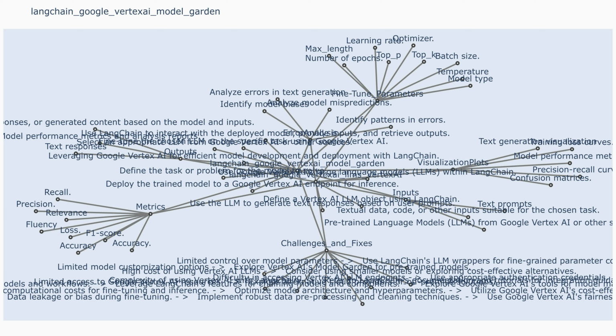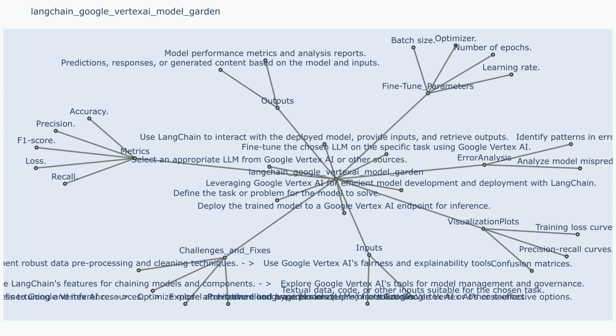Langchain Google Vertex Model Garden. Description: the Langchain Google Vertex AI Model Garden provides a comprehensive framework for building, deploying, and managing large language models (LLMs) on Google Cloud Platform (GCP).